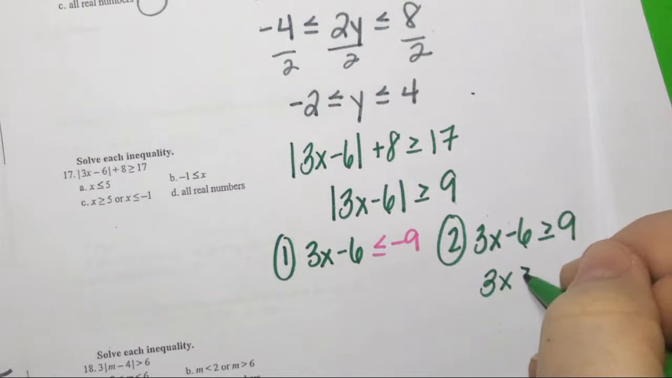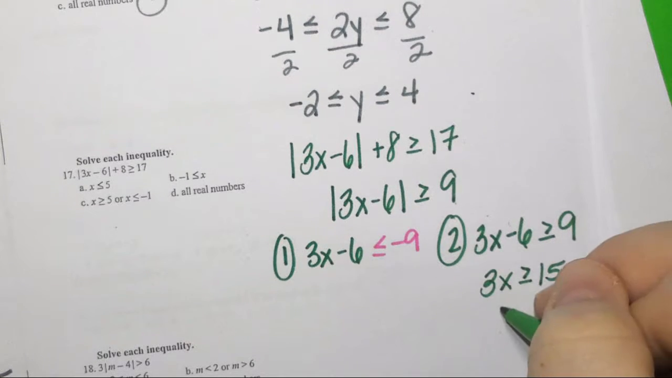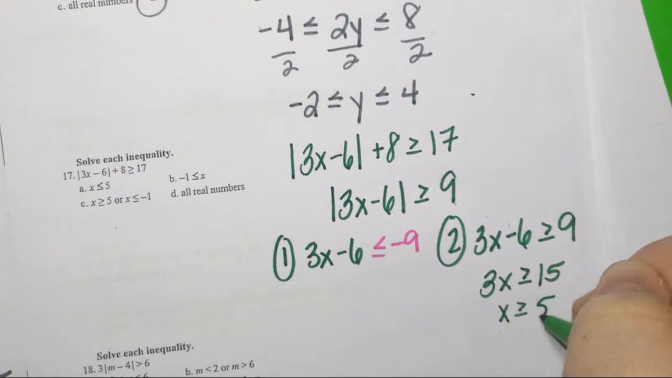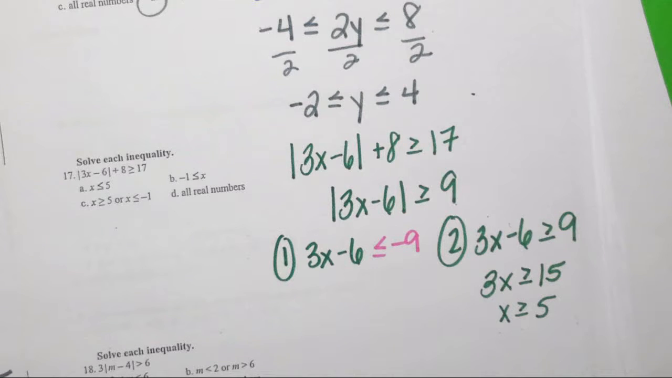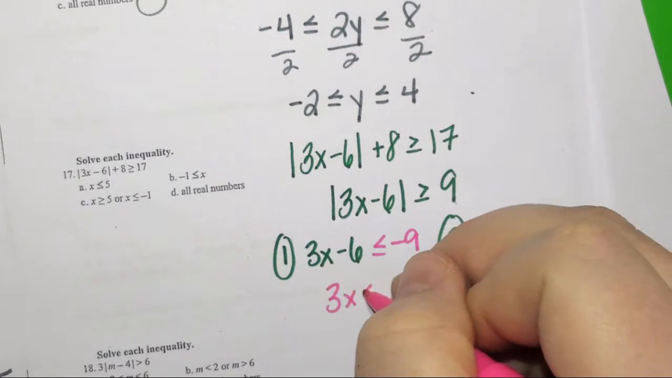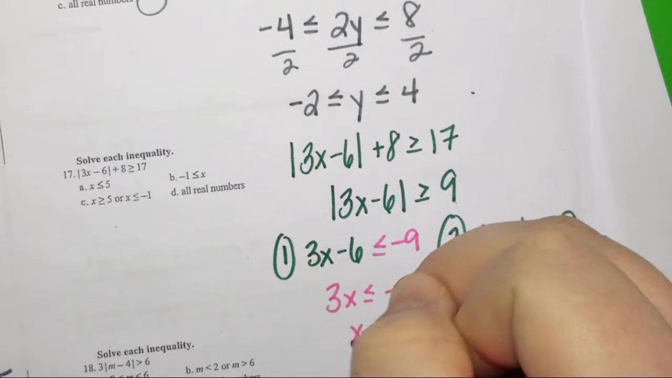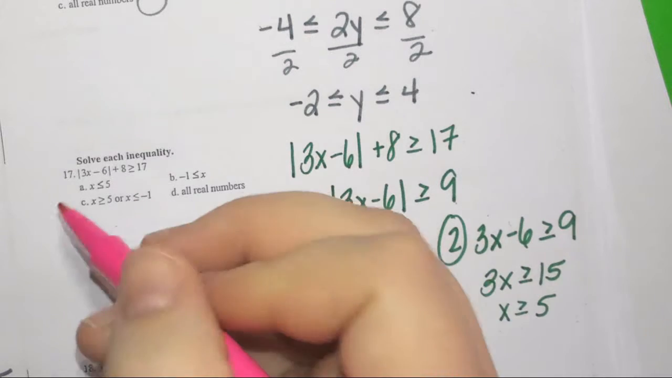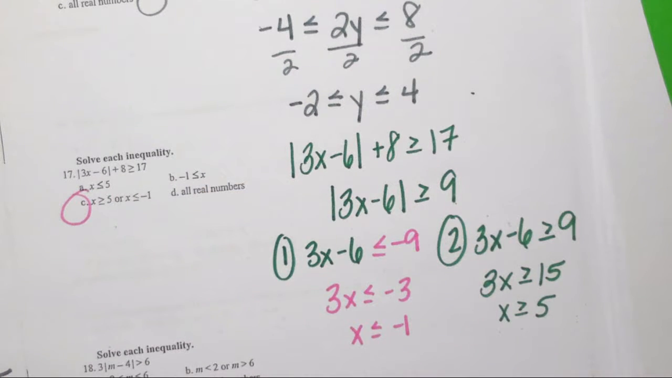Anyway, if we keep going, we'll have 3x is greater than or equal to 15, so x is greater than or equal to 5. I'm already thinking it's C. If I add 6 to both sides, I'll have 3x is less than or equal to negative 3, so x is less than or equal to negative 1. Now I'm positive it's C.